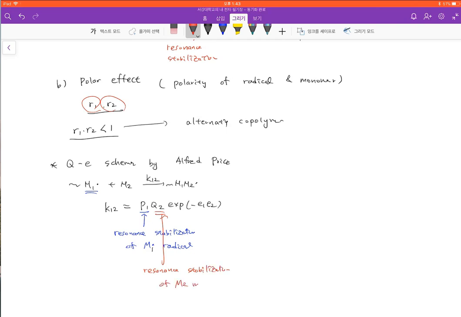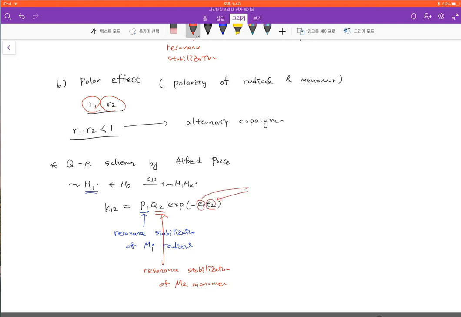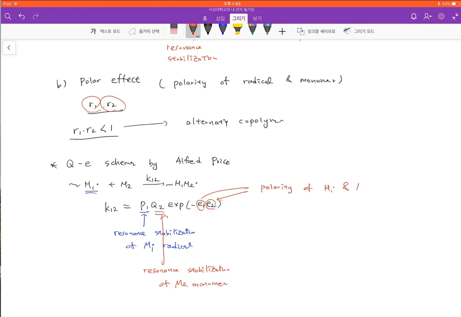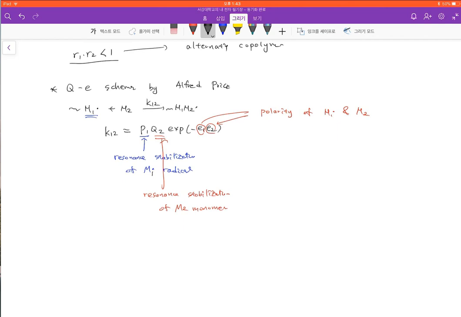So this is the M1 radical, and Q2 represents the resonance stabilization of the M2 monomer. So basically P and Q represent the relative degree of resonance stabilization of radical and monomer respectively. And e1, e2 represent the polarity of the M1 radical and M2 monomer. Okay. This is it. Very simple, right?